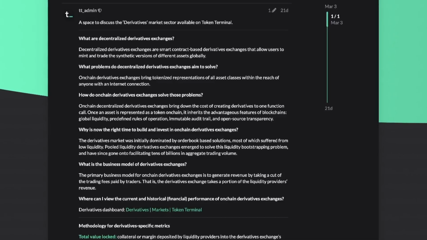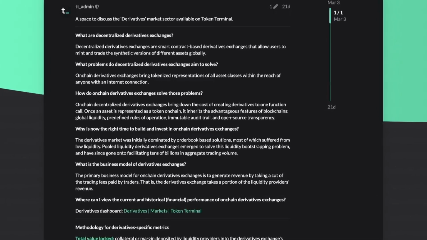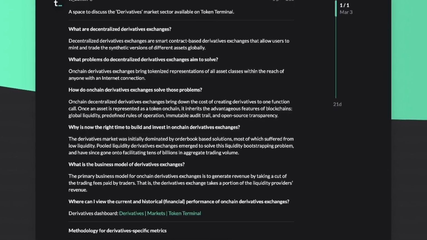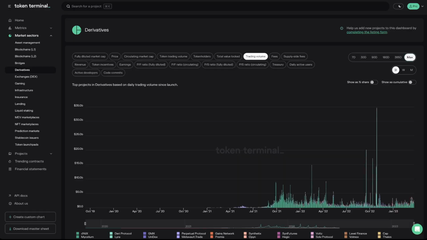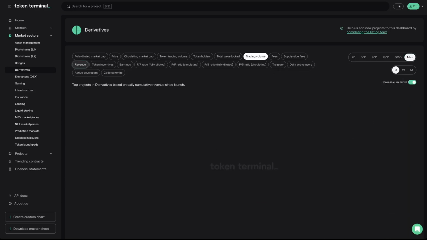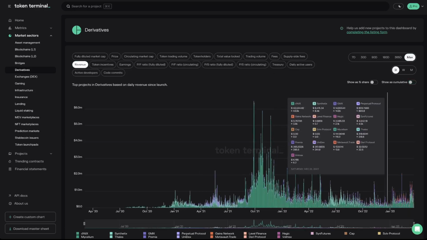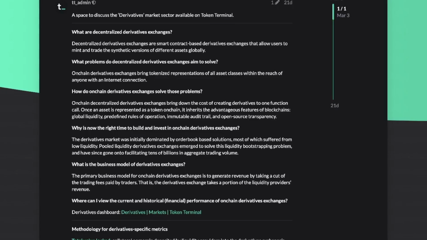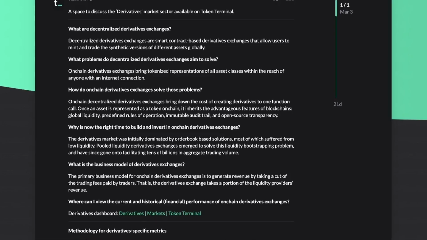The derivatives market was initially dominated by order book-based solutions, most of which suffered from low liquidity. Pooled liquidity derivatives exchanges emerged to solve this liquidity bootstrapping problem and have since gone on to facilitate tens of billions in aggregate trading volume. Typically, the primary business model for on-chain derivatives exchanges is to generate revenue by taking a cut of the trading fees paid by traders. That is, the exchanges take a portion of the liquidity provider's revenue.